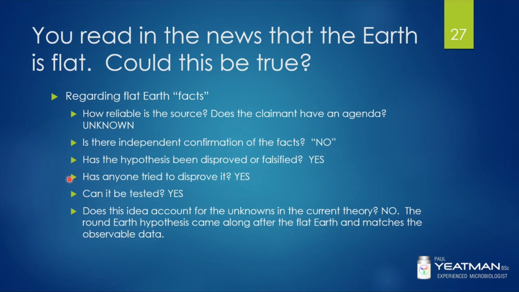Has anyone tried to disprove it? Yes, I am just one example. Can it be tested? Again, yes, we just did it. Does the idea account for any unknowns in the current theory? Well, no, because there are no unknowns. The round Earth hypothesis came along after the flat Earth and matches the observable data. So, back in the old days, flat Earth was a perfectly reasonable theory. It's since been disproven. Therefore, the old theory gets booted out, and a new hypothesis comes in, which gets shown to be true, and then that's a new theory.